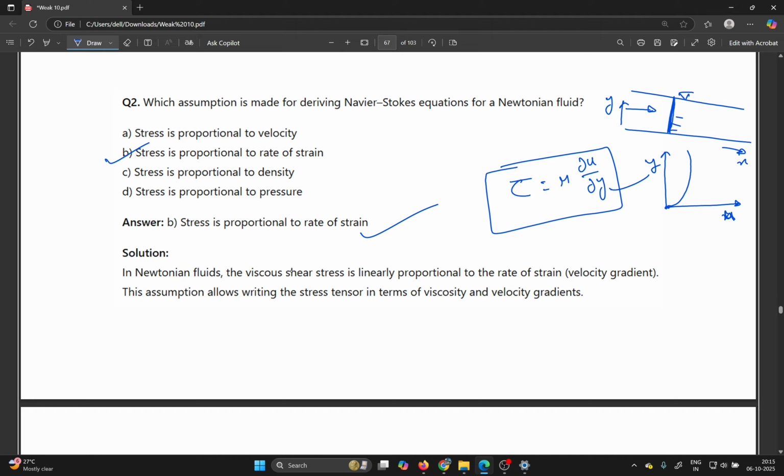Okay, so in a Newtonian fluid, the viscous shear stress is linearly proportional to the rate of strain, that is, the velocity gradient. This assumption allows writing the stress tensor in terms of the viscosity and the velocity gradient. So very important.